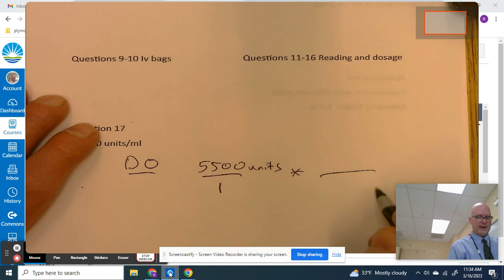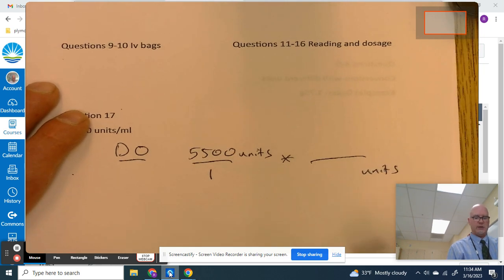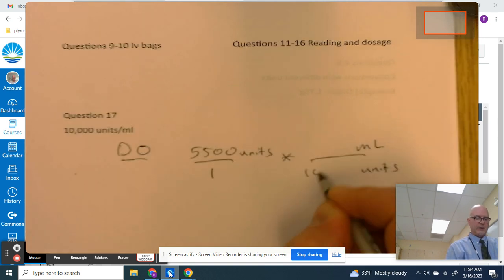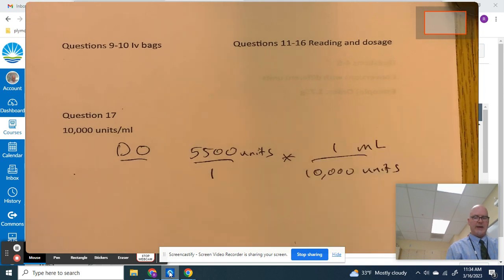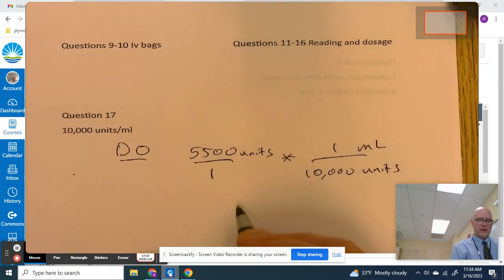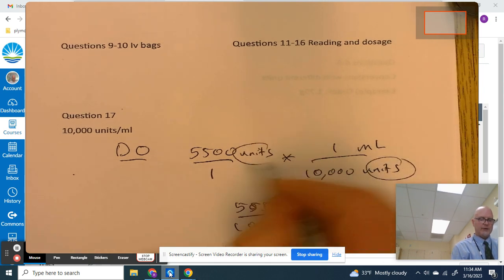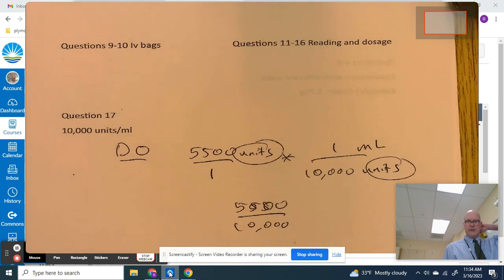We're going to multiply, and we see that units, if they were on the top of the first fraction, they need to be on the bottom of that fraction, and then we have mLs, and we're going to use what the label said, which was 10,000 units is 1 ml. Our final answer will be 5500 over 10,000, and if we circle units and units, the only thing left is mLs. So we just do top times top, bottom times bottom, and then we divide to get our answer. That is basically all of what we will be learning in Unit 10.